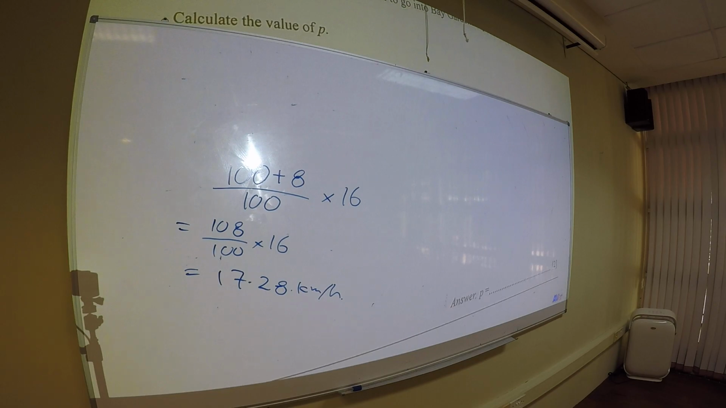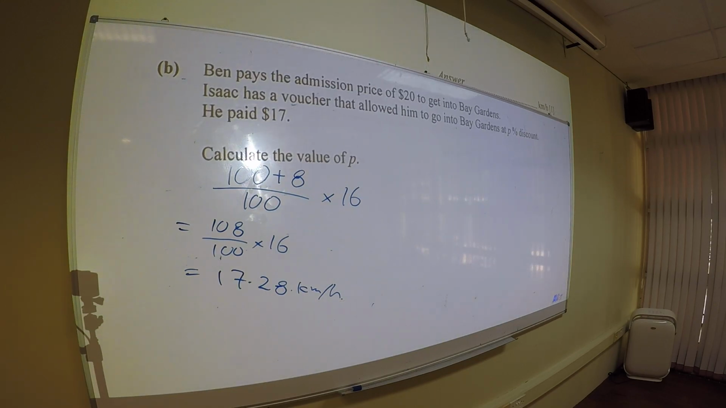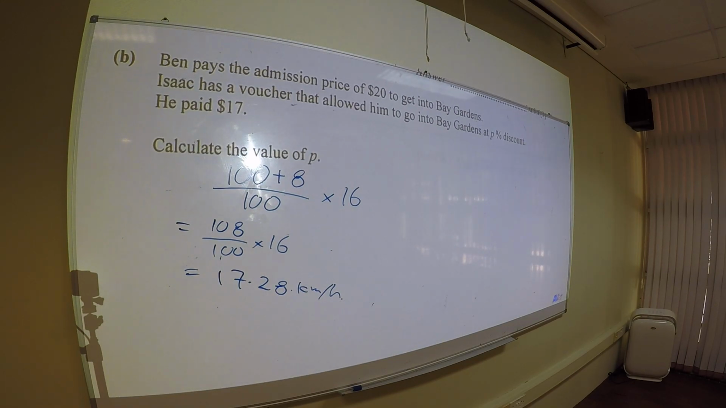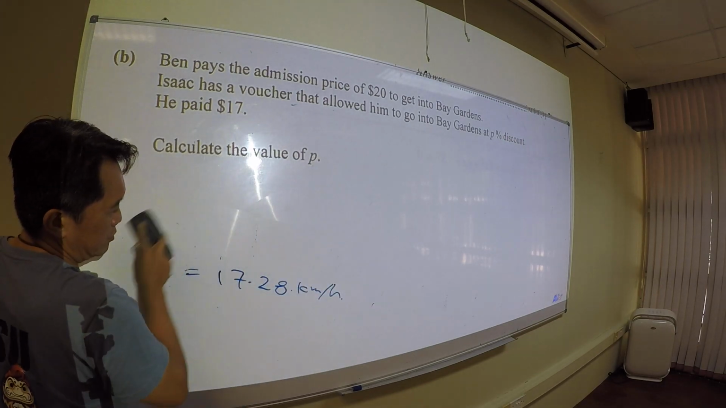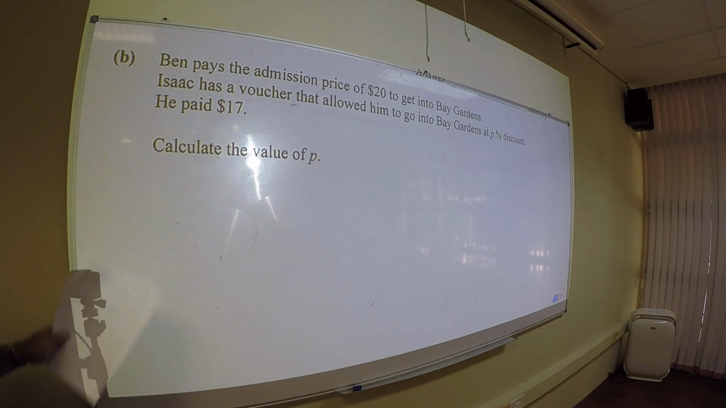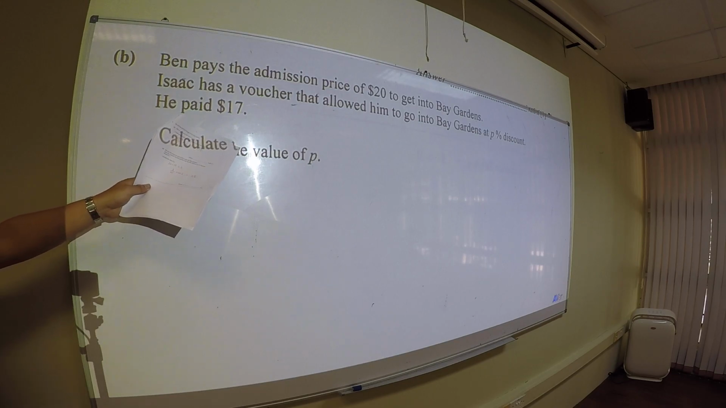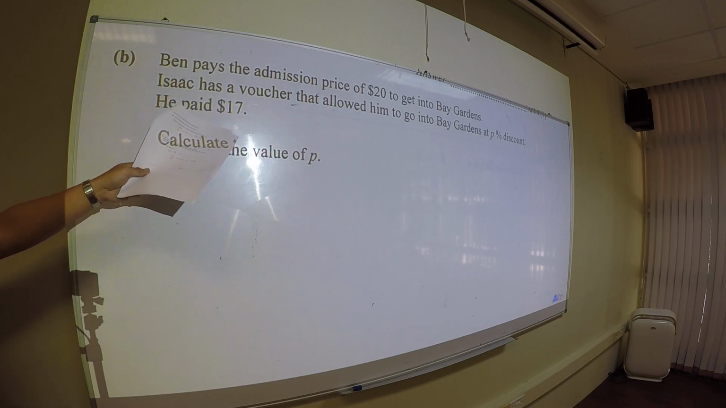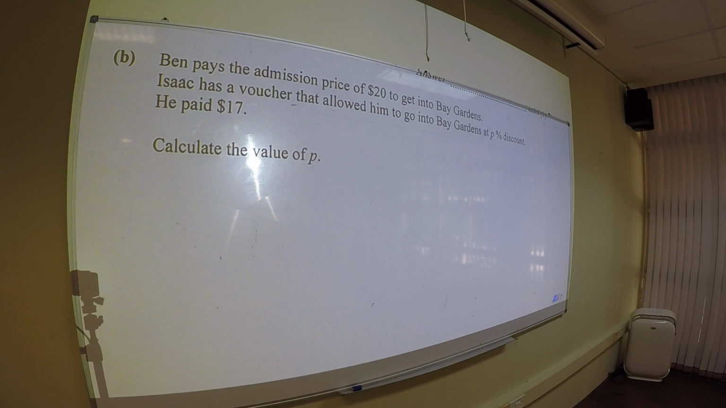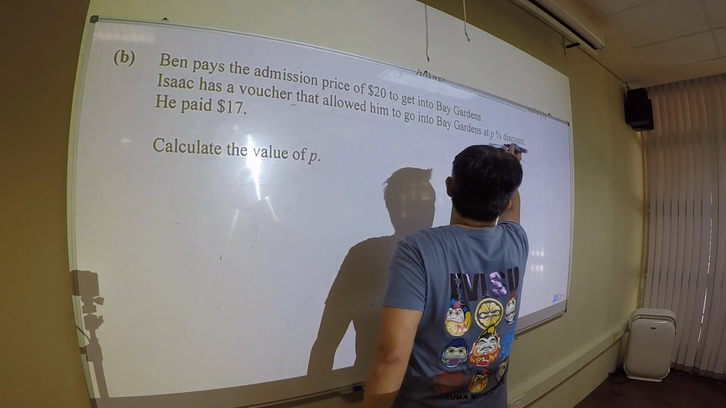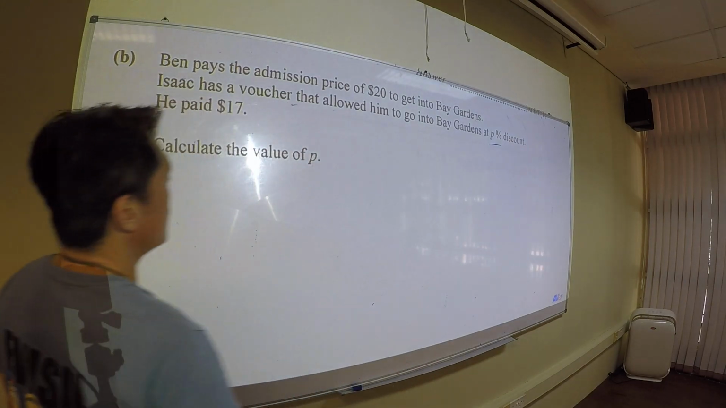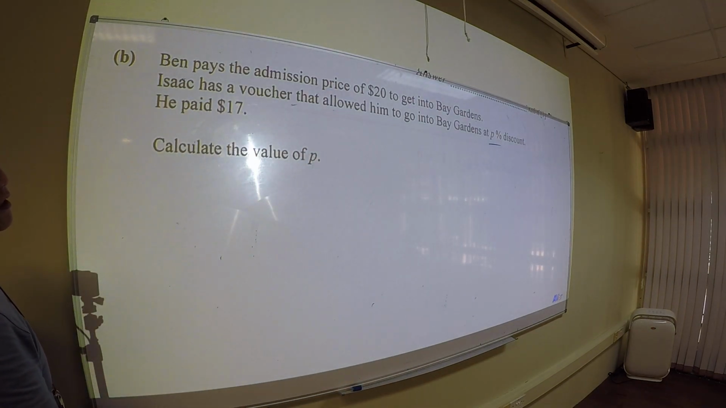Then Ben pays $20 to get into the Bay Garden. Isaac pays 17. The voucher, he can pay less because he got a voucher. The voucher gives him a certain percentage discount. So they are asking you to find how much discount that was.